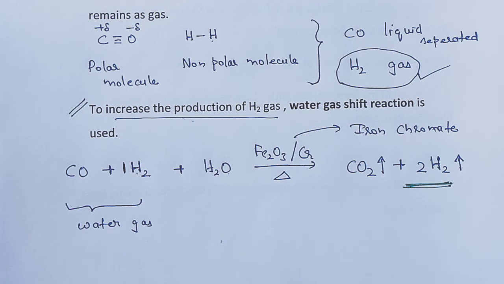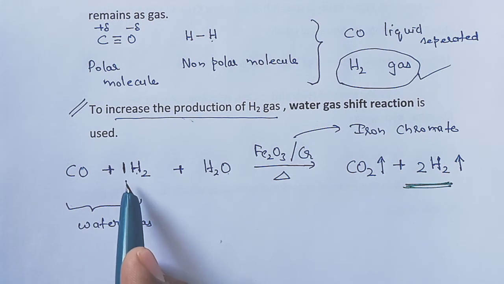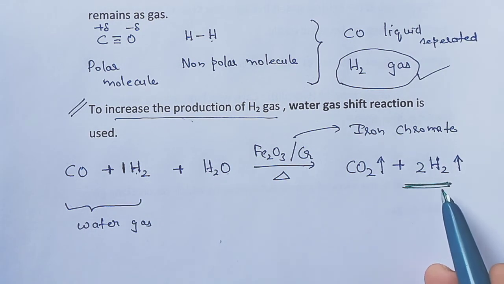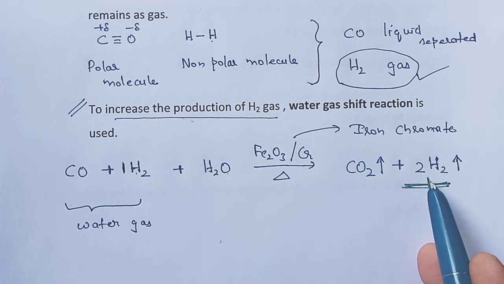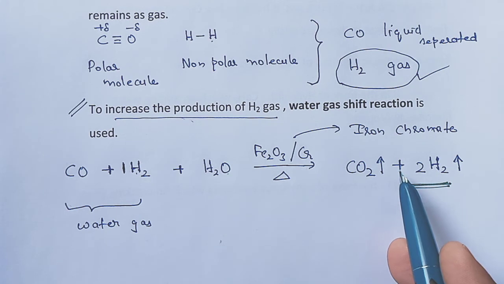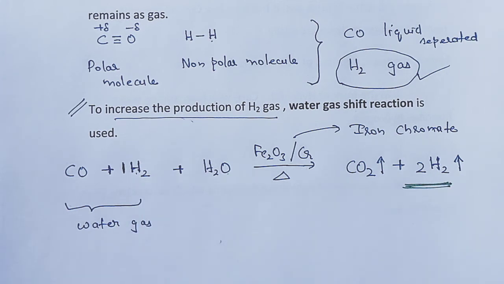Okay. I repeat once again. Here we have 1 mole of hydrogen. Here we have 2 moles of hydrogen. That implies the amount of hydrogen is increased. That implies water gas shift reaction is helpful to increase the amount of hydrogen.